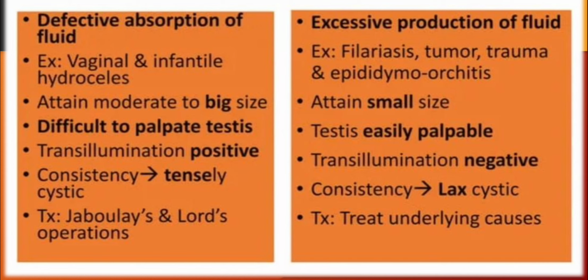There are 2 types of hydrocele, primary hydrocele and secondary hydrocele. Primary hydrocele is caused due to defective absorption of the fluid, whereas secondary is caused due to excessive production of the fluid. Example, vaginal and infantile hydroceles. Here it will be caused due to filariasis, tumor, trauma and epididymitis. It is big in size, but it will be attained in small.